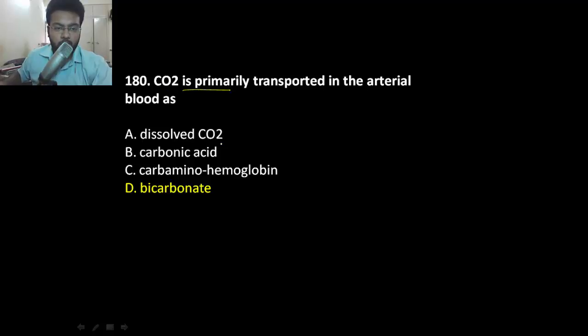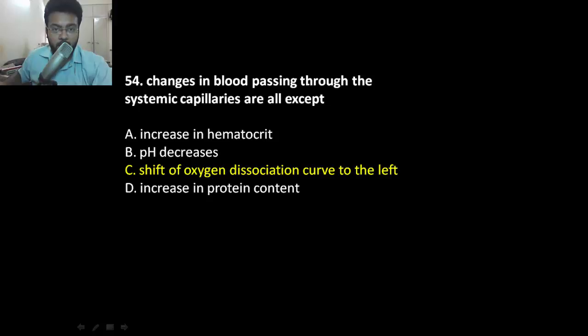CO2 is primarily transported in bicarbonate form. Major one. Changes in the blood passing through systemic capillaries are as follows: there is an increase in hematocrit due to increase in size of the RBC, pH decreases due to carbon dioxide, and there is an increase in protein content as well.